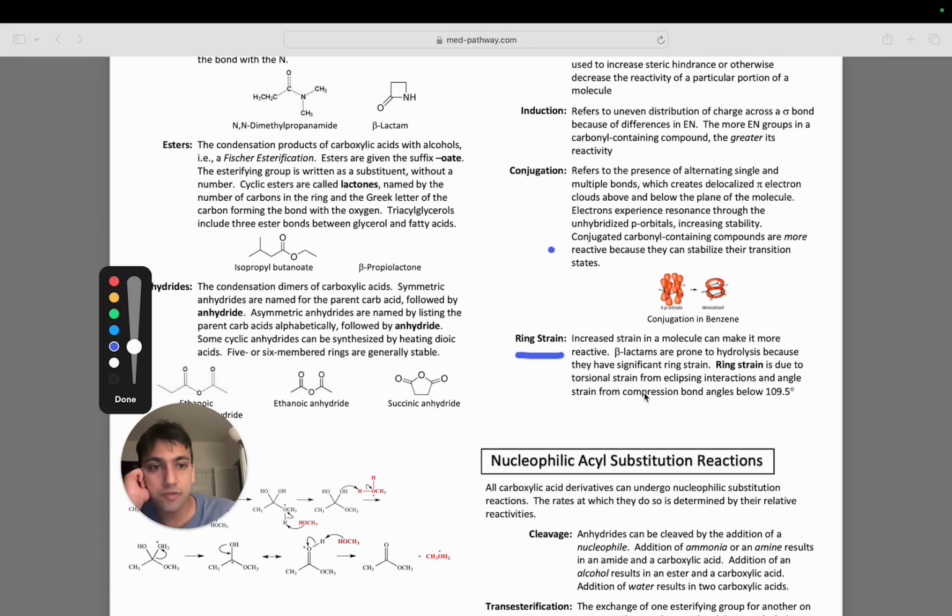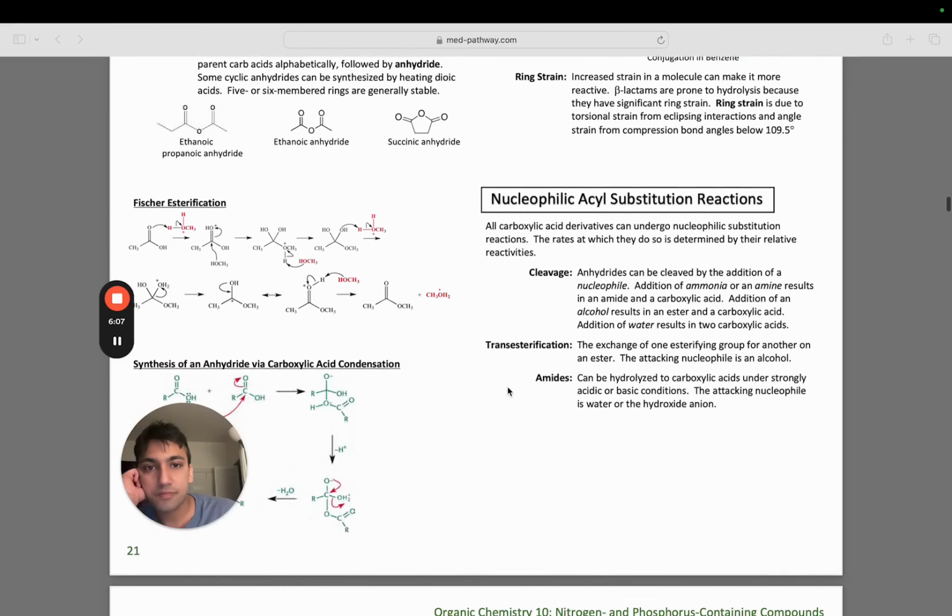Now we have ring strain. Ring strain is due to torsional strain from eclipsing interactions and angle strain. You can imagine that if I have a compound like this, right, there's a lot of strain on these bonds because there's just not a lot of leeway in those angles, versus if I have this compound, there's a little bit more flexibility, versus like this or this. There's a lot of torsional strain in that.